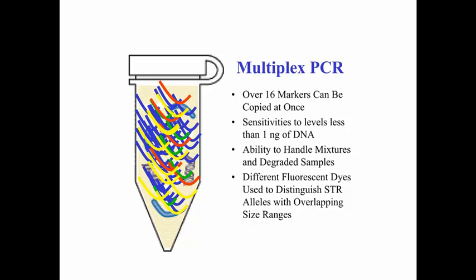It's sensitive. It can be used with levels of less than 1 nanogram of DNA. So basically, if you touch something with a fingerprint, you're going to leave behind maybe 10 cells, maybe more. That touching of something with your fingerprint that leaves behind 10 cells, that's enough to get a genetic profile using this methodology. And how they do this is they use different fluorescent dyes to distinguish all these alleles with the overlapping size ranges. And I'm going to show you what that means in just a minute. So this is a picture of a gel. So this would be 6 different people.